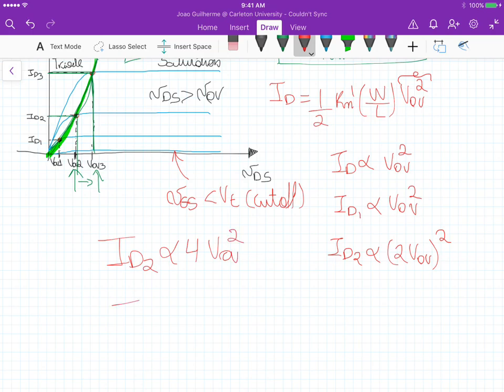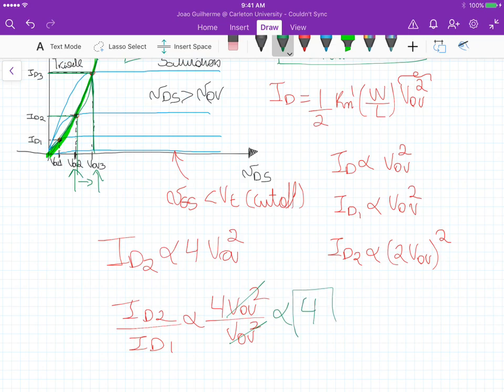Now, if we take the ratio ID2 over ID1, it means that 4 VOV squared, divided by, for the first drain current, VOV squared. So those two cancel, right? So let me, instead of using equals, use proportional. So we get this factor of 4 here. So the new drain current is going to be 4 times greater than the previous one.